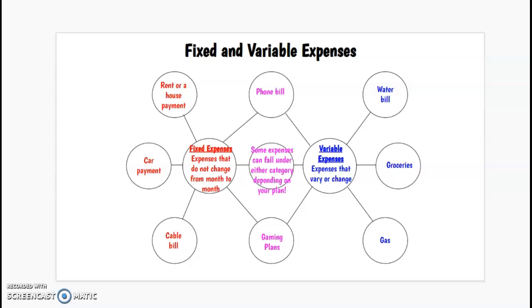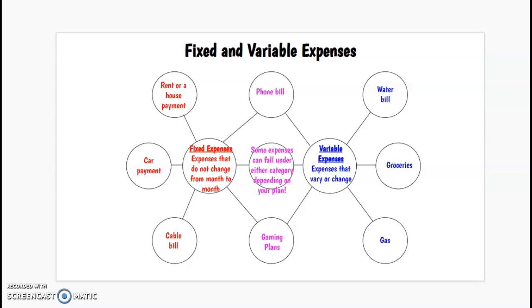Now, some of these are kind of both, and that's where it gets a little tricky, so it really just depends. A phone bill, for some people, is a fixed expense. You agree on one thing, or you have unlimited minutes, unlimited texting, unlimited data, and that doesn't change. Some you only pay up front for a certain amount, and then if you go over the texting or the data or the minutes, you have to pay more.